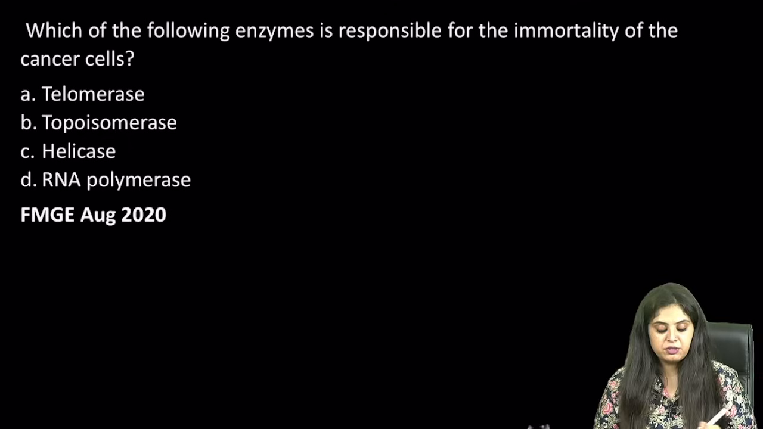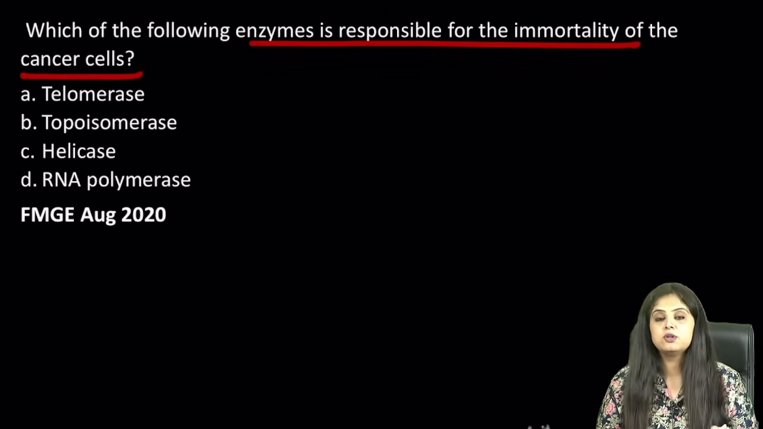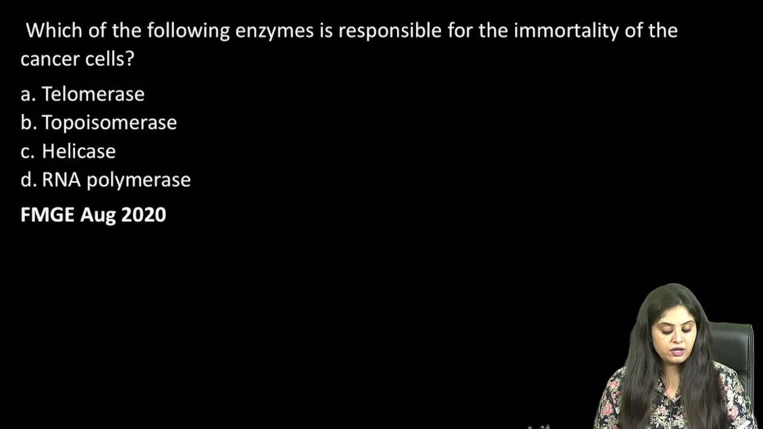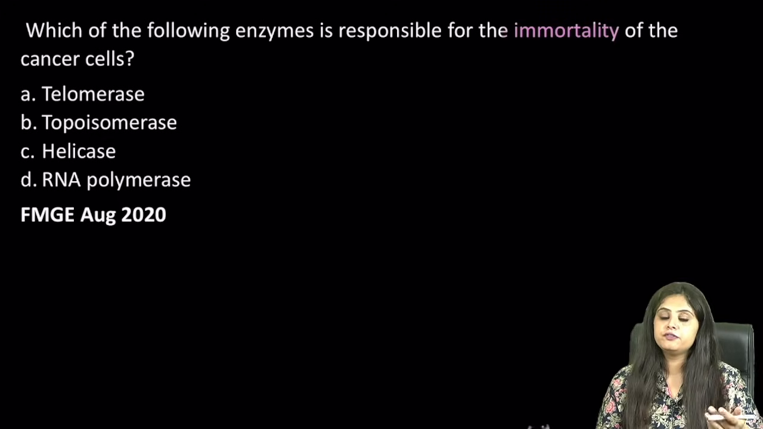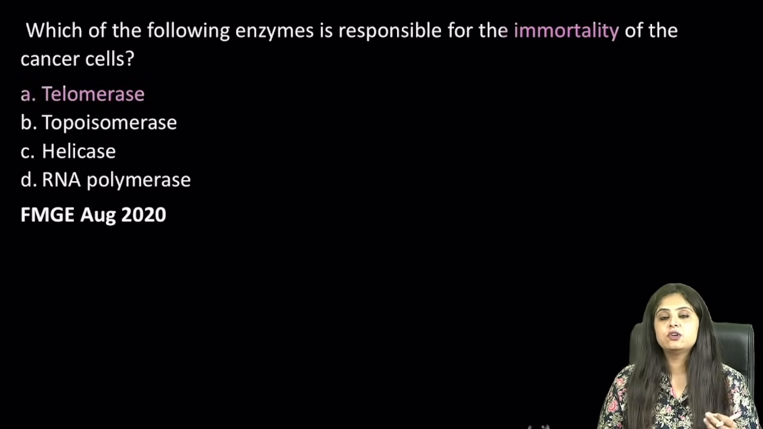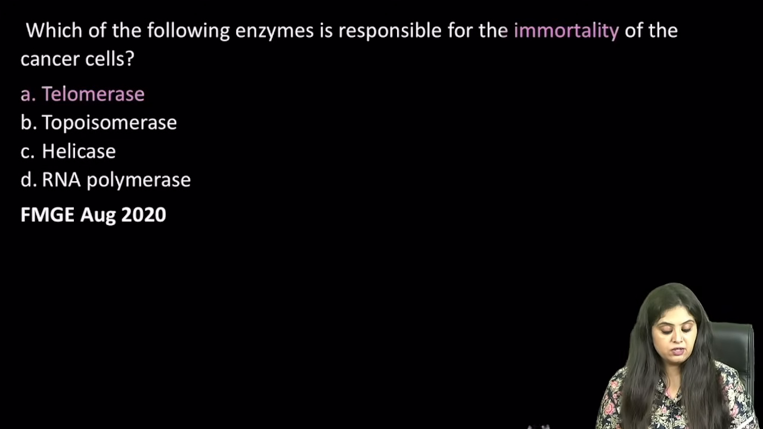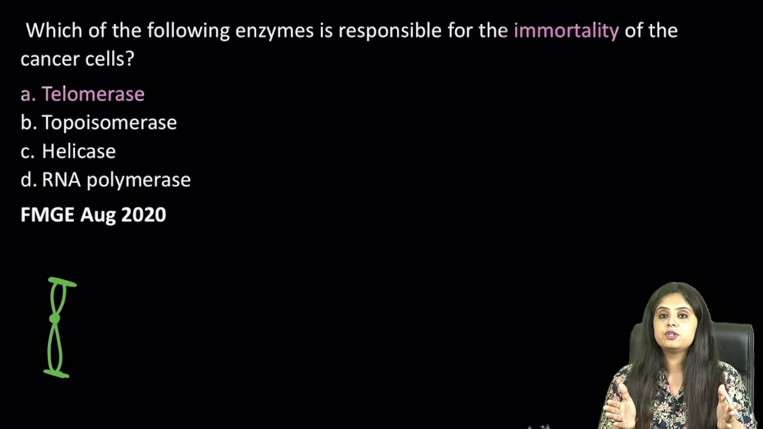Moving on to the next previous year question in August 2020: which enzyme is responsible for the immortality of the cancer cells, or immortality in general, whether it is the immortality of our normal cells or of the cancer cells, it is always telomerase. The reason that we are aging, or any cell would age, is that the telomeres, not telomerase, I'm saying the reason we are aging is that the telomeres are shortening. So if this is a chromosome, telomeres are present over here, and these telomeres are becoming shorter and shorter, and that is why we are becoming old.